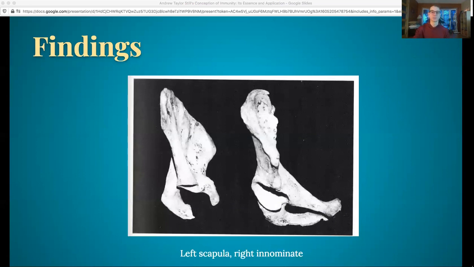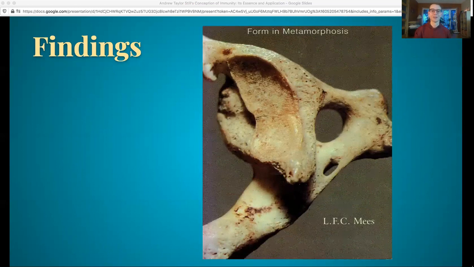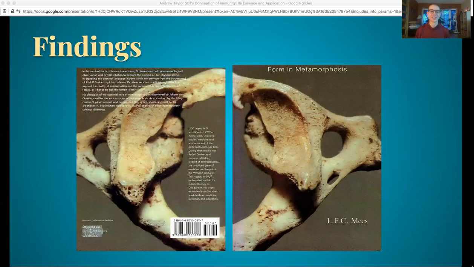right innominate. This forensic field guide warns investigators to avoid confusing the left perinatal scapula with the right pars lateralis, that being one of the occipital segments, the one that composes the lateral border of the foramen magnum. And on this next slide, real quick, what bone are we looking at here? The innominate. Actually, in fact, this is the superior surface of C1, the atlas.